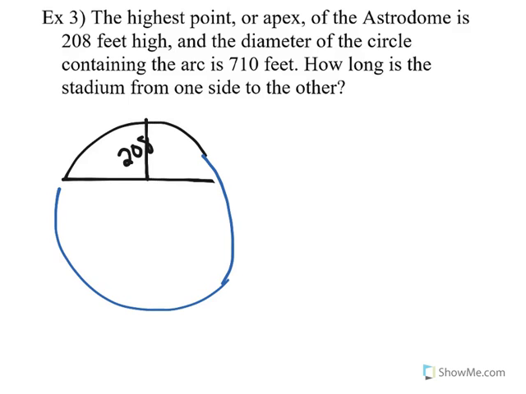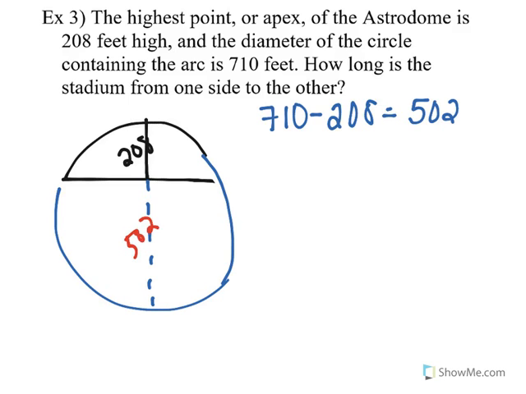has a diameter of 710 feet. So if the diameter is 710 for the whole thing, but we know part of the diameter is 208, what I'm going to do is 710 minus 208. That will give me the height that would technically be below the ground for the rest of the circle. So 502.